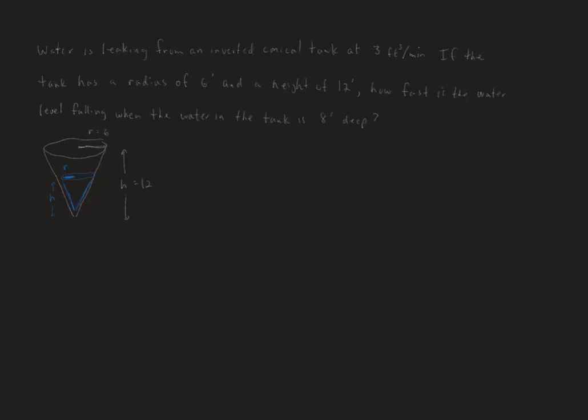So let's see what we know here. We know that the water is leaving the tank, leaking out at 3 cubic feet per minute. So that is going to be a rate of change of the volume. That's a derivative of the volume with respect to t. Since the volume is decreasing, we're going to call that a -3. We are looking for the dH/dt. How fast is the water level falling? And we want this when the height is 8 feet.